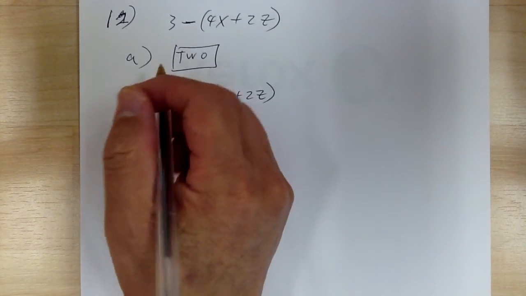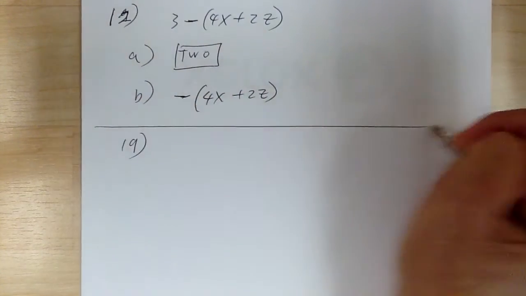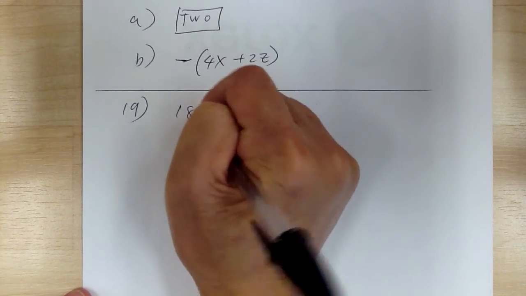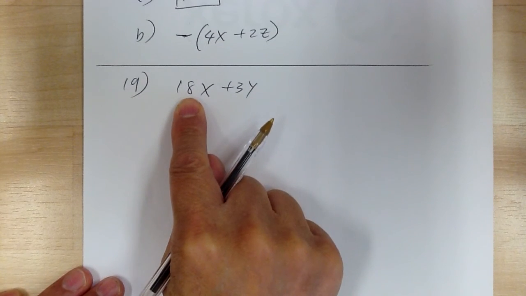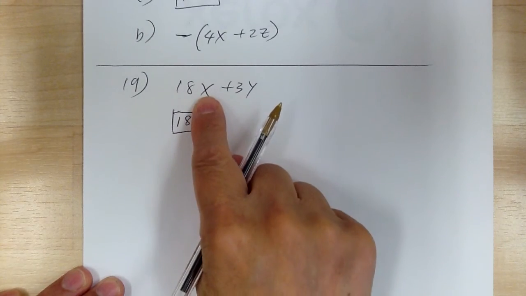Okay, and let's go to number 19. Write the numerical coefficient of the first term. So you've got 18x plus 3y. So here's your first term, and the numerical coefficient is the number in front of it, so it's 18. So that's your numerical coefficient for number 19.